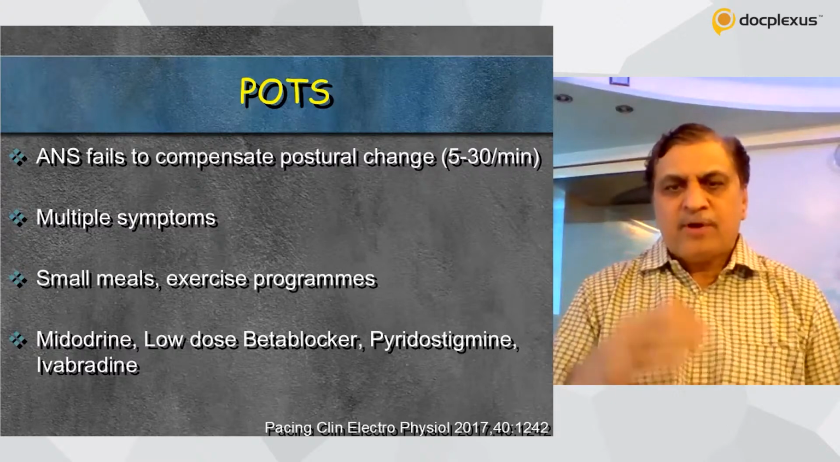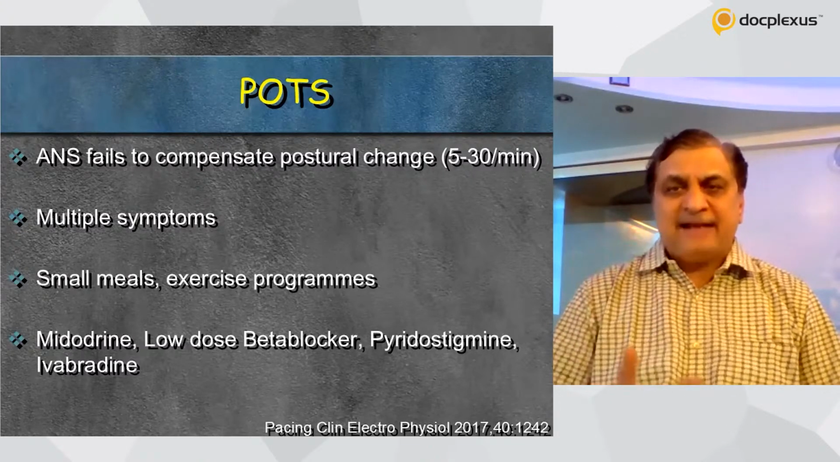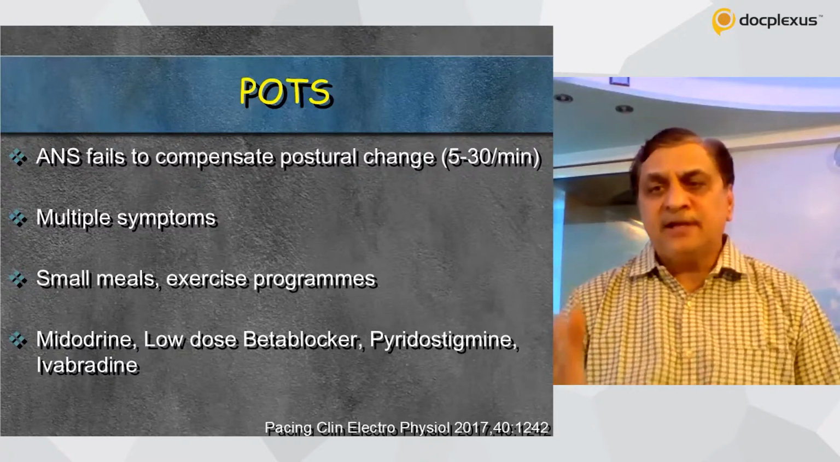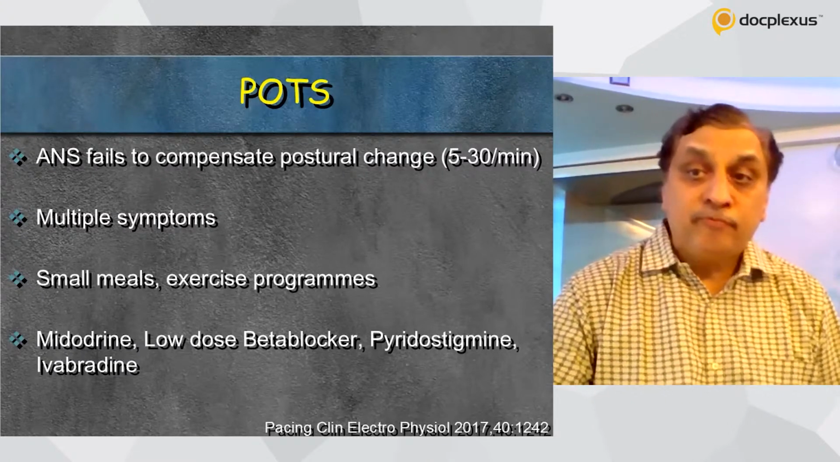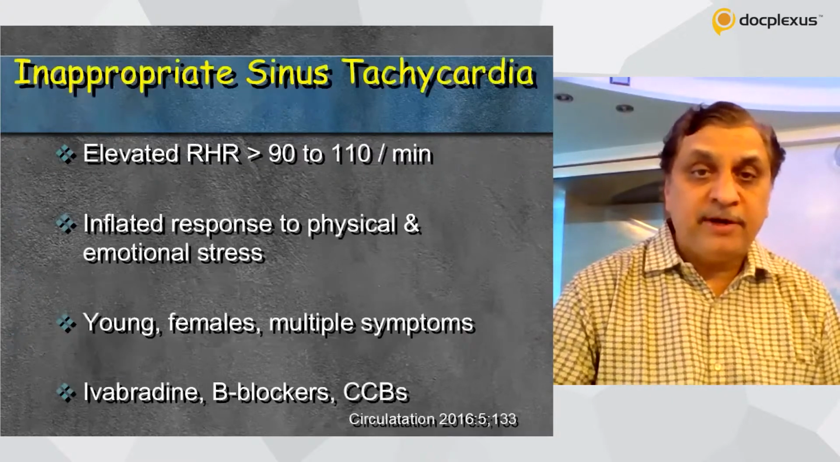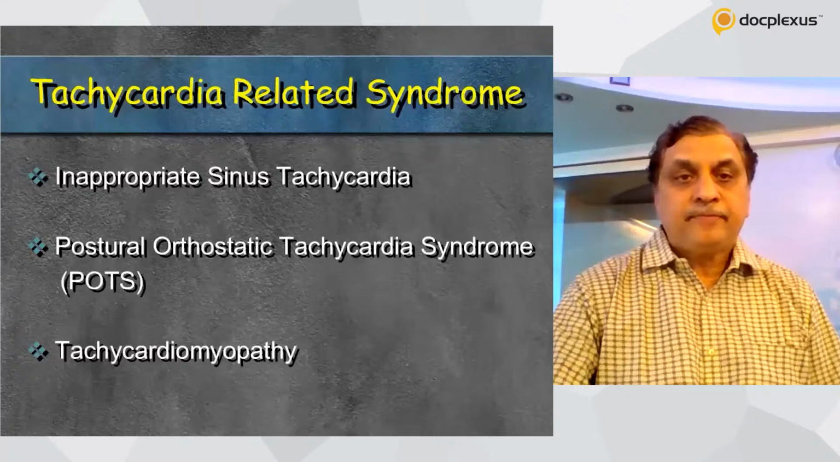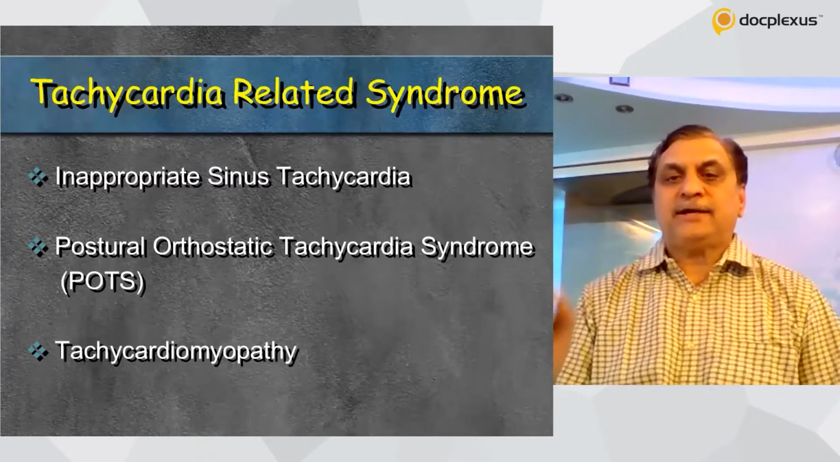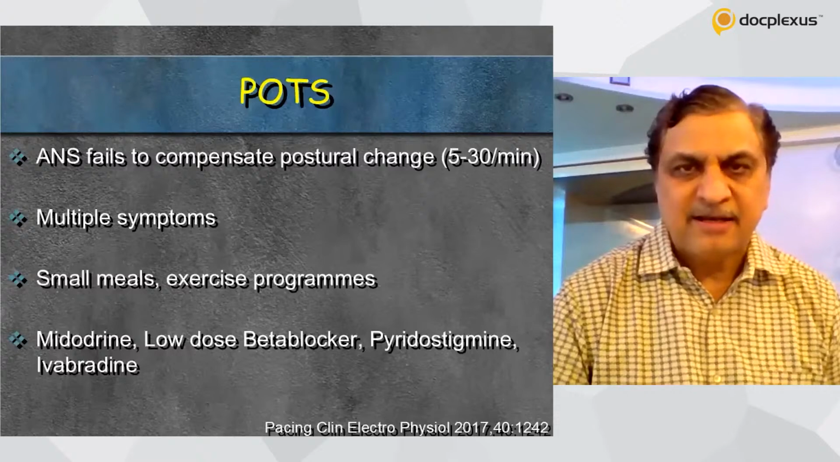That means when a patient suddenly gets up or stands, his rate suddenly increases from 50 to by 5 to 30 beats per minute. This is called postural orthostatic tachycardia syndrome. That means any orthostatic stress will cause them.